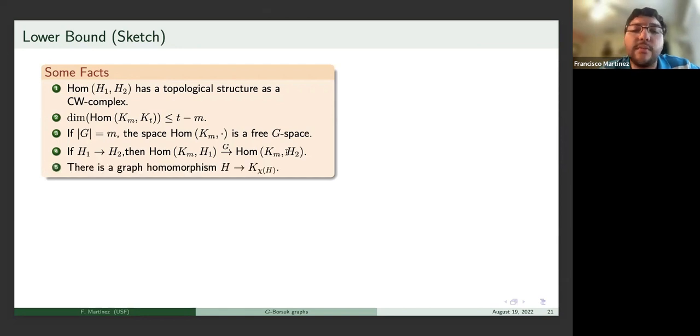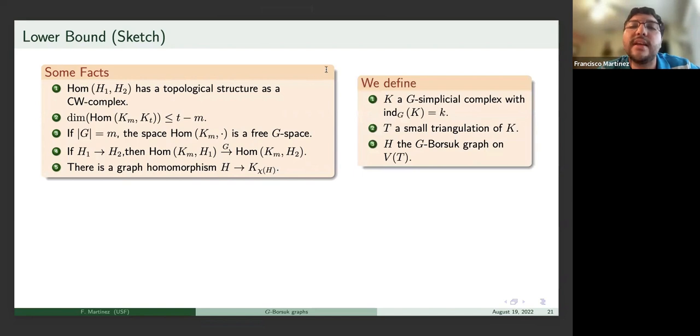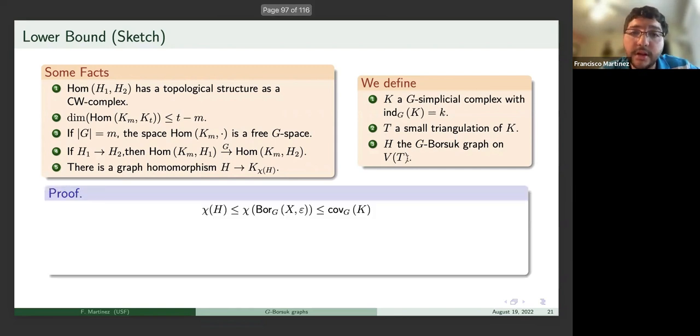Remember that there is always a graph homomorphism between a graph H and the complete graph of size the chromatic number of that graph. So the construction is as follows. If we start with K a G-simplicial complex with G-index k, we will take a small triangulation of K, and then we construct H to be the G-Borsuk graph on the vertices of that small triangulation. So then we can prove this. The chromatic number of H is less than or equal to the chromatic number of the Borsuk graph of this space. And that is at most the G-covering number of this whole space K.